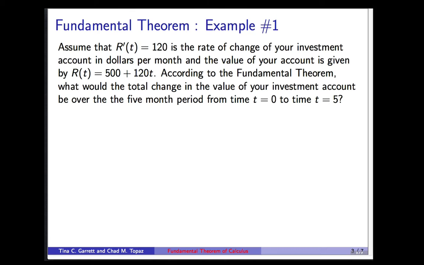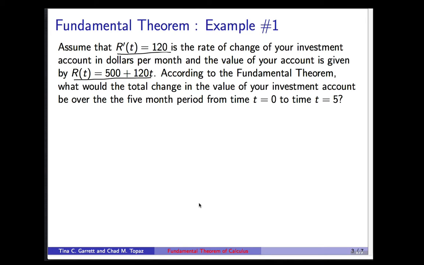So let's look at a specific example with this investment account. Let's assume that the rate of change of your investment account is 120. So that's a constant rate of change. Every month you get $120 more put into your account, either through interest or dividend, or perhaps you're depositing. The rest of the account stays the same. And let's also assume that we've figured out a formula for the actual value. So the rate of change in your investment account is $120 per month, and the actual value of the account is 500 plus 120 times t. So that's the value of the account at any time t.